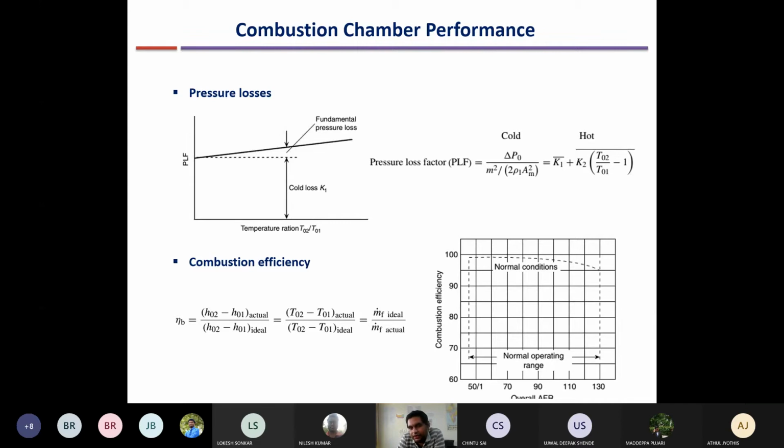Why do we change the air fuel ratio? Why is it kept so high for gas turbines, compared to, say, lower? To lower the maximum temperature, correct, good. So to lower the maximum temperature.